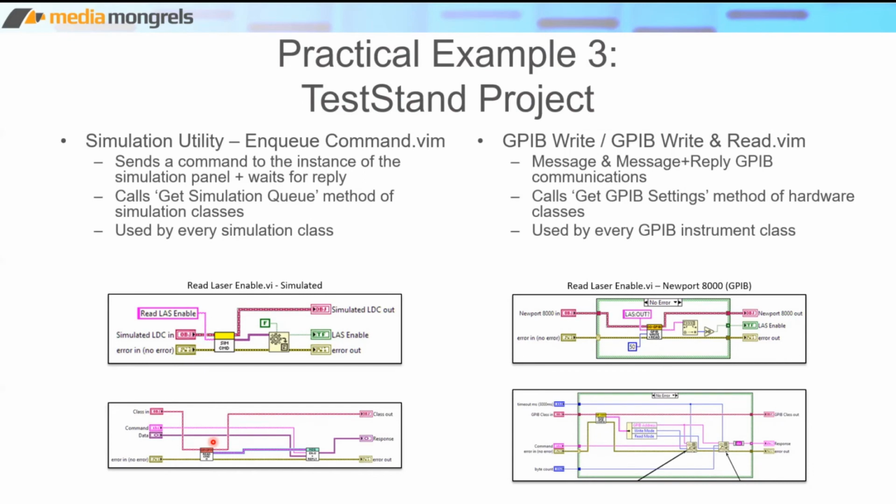And then on the right hand side is an example of one of my actual implementation classes. So talking to a Newport LDC, where I'm using a malleable VI to do the GPIB write and then a read function. My GPIB class has a VI that's called get GPIB config. So it reads the GPIB configuration from the class and then reads and writes a GPIB command to it. So this VI will work with any class that has a get GPIB config VI in it with the right data type.